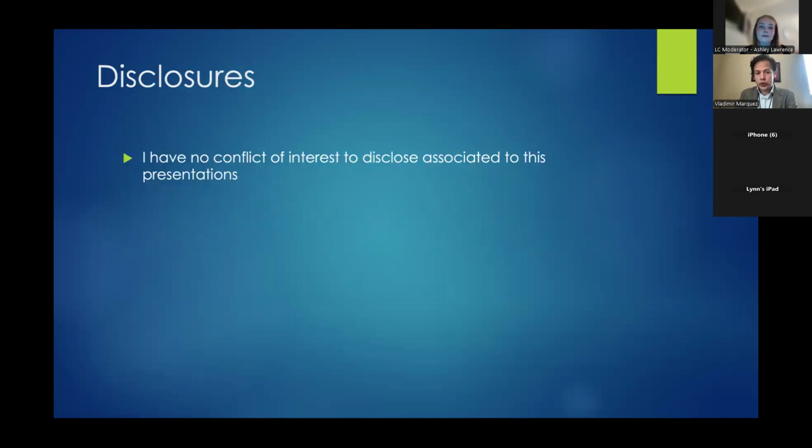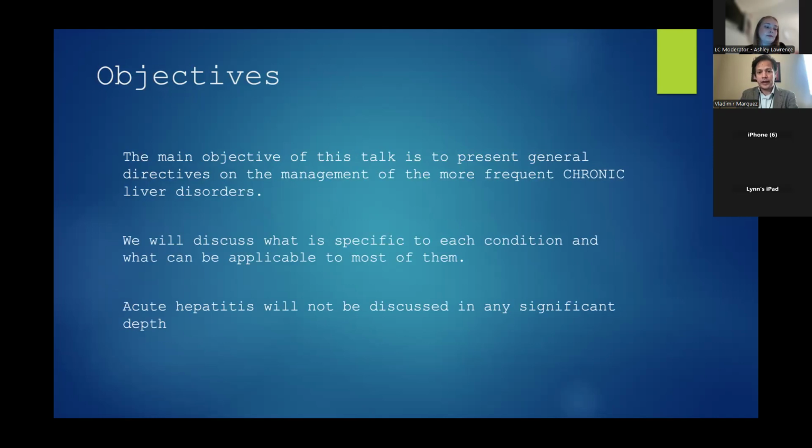I don't have any disclosures or conflicts of interest associated with this presentation, and these are really the objectives of the talk today: to talk a bit more about chronic liver disorders, particularly the two main liver disorders that we see. Discuss some things that are specific to each condition and maybe that are applicable to most of them. I will not be talking so much about acute liver injury or acute hepatitis, as this is definitely a very different topic altogether.